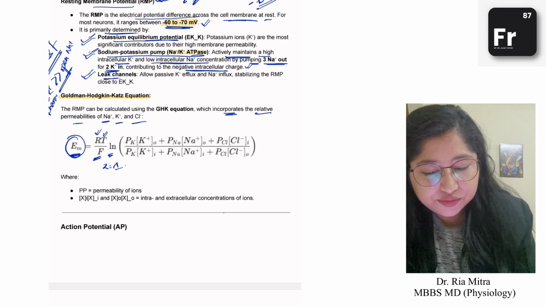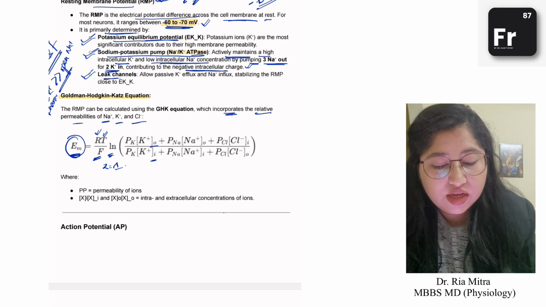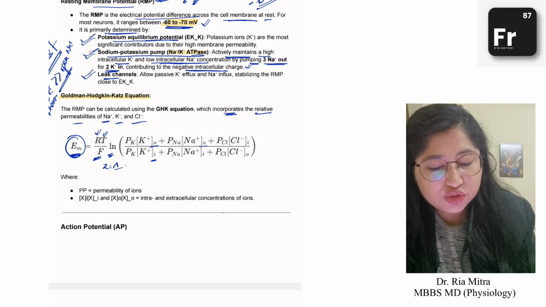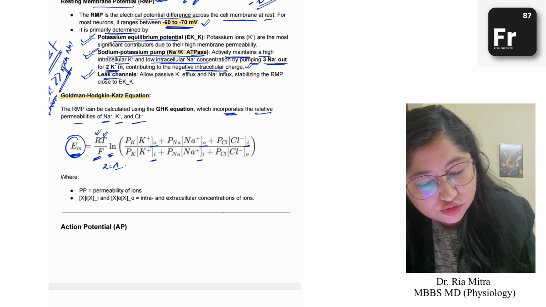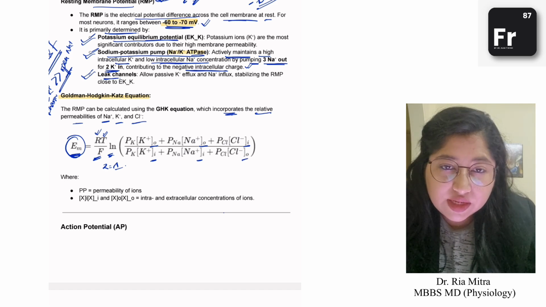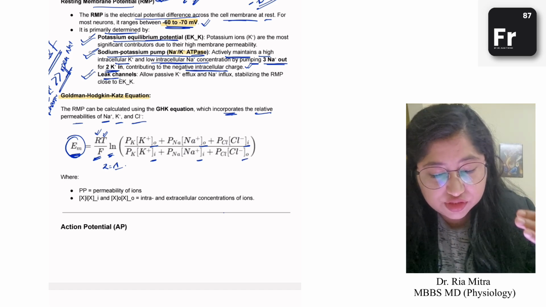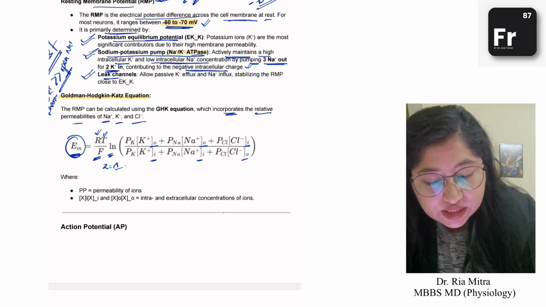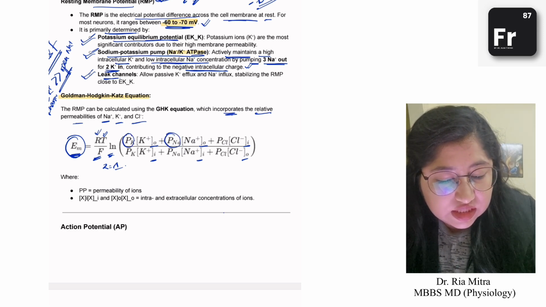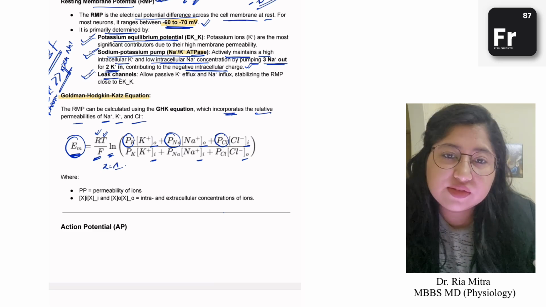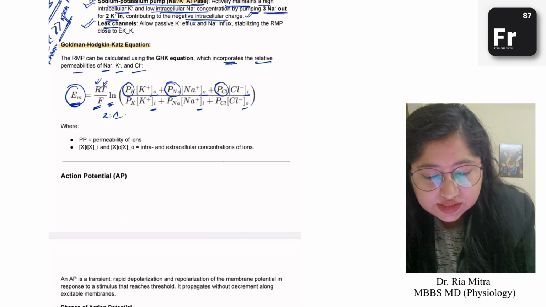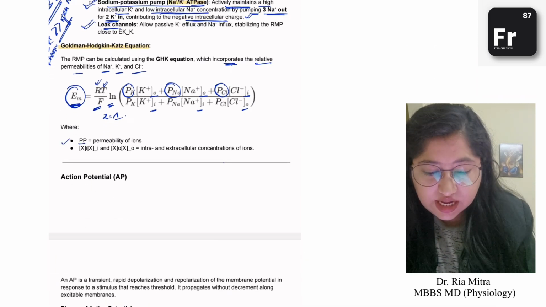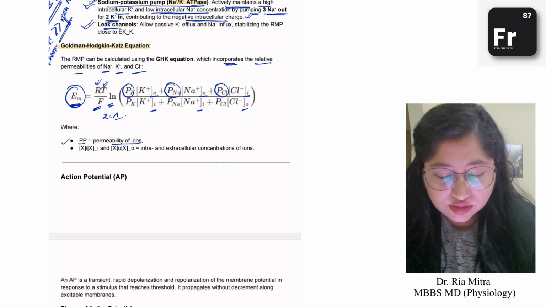Natural log of the concentration of potassium outside and concentration of potassium inside, plus concentration of sodium outside, concentration of sodium inside, concentration of chloride inside and concentration of chloride outside. Because of the negative valency of the chloride, this one here is reversed, right? And this one, PK or PNa, these are the conductance coefficient constants. Right, these are constants based on their conductance. As you can see, P is the permeability of the ions based on the intracellular and extracellular concentration.